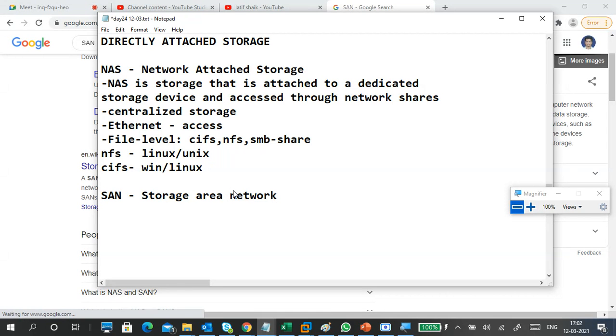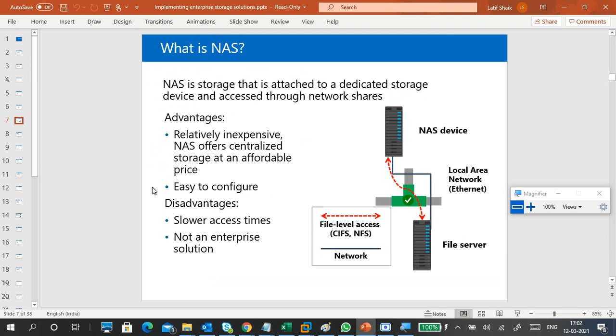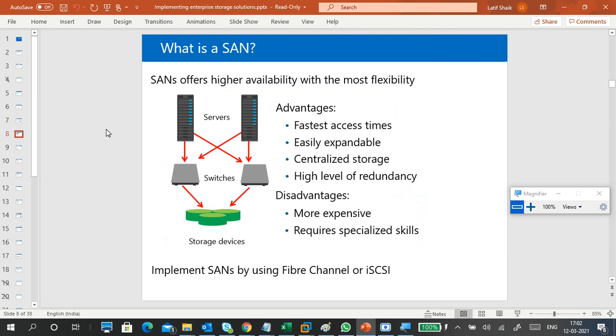It is a block level network. What is a block level network? I will tell, let's go to the PPT. We can see here it's high availability with the most flexibility. Advantages: faster access, easily expandable, centralized storage, high level of redundancy. More expensive, and it requires special skills to maintain this storage. SANs are implemented using fiber optical or iSCSI.